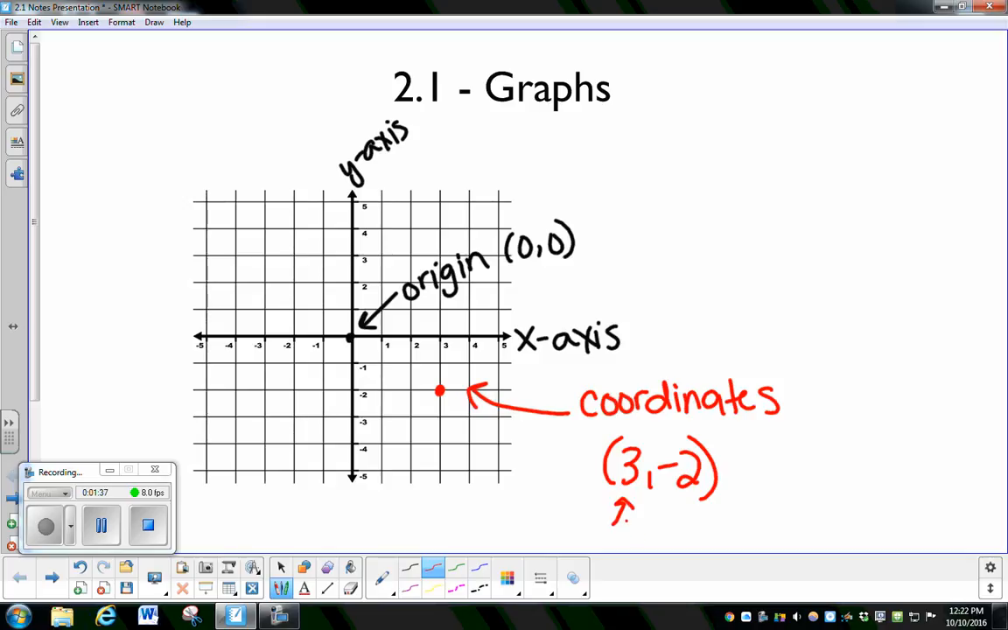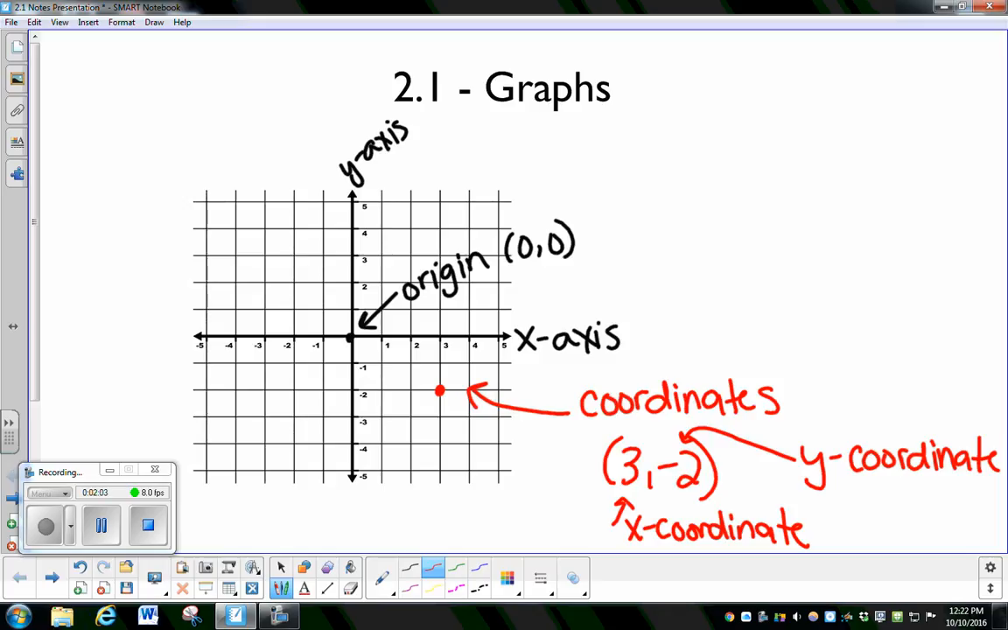So its x-coordinate is 3. That's where we go on the x-axis. It's how far left or right we go. And its y-coordinate is negative 2, so we go to negative 2 on the y-axis, so that's an up or down move. So since it's negative, we go down. I'm hoping that we remember plotting points from previous years here.